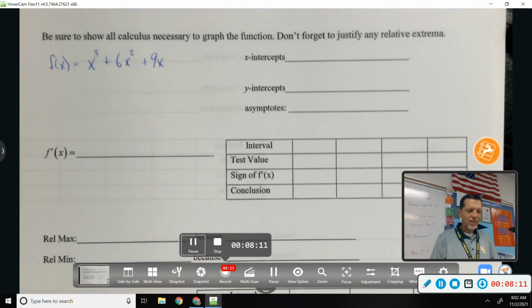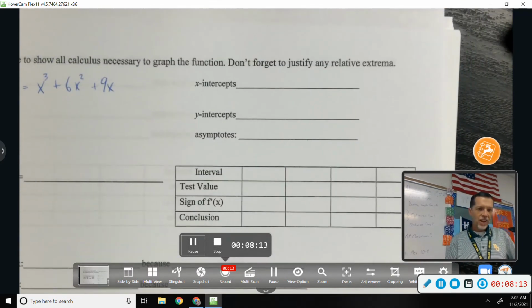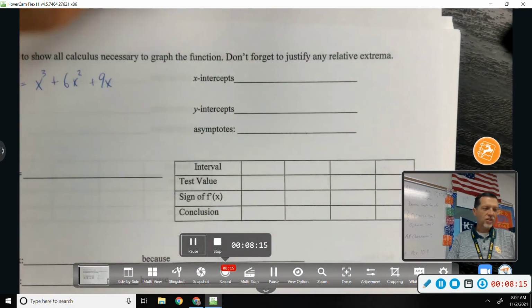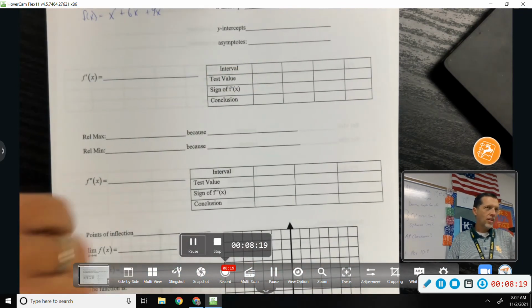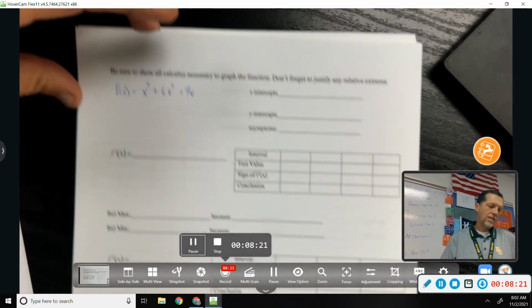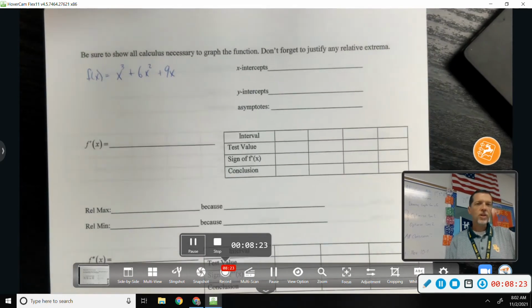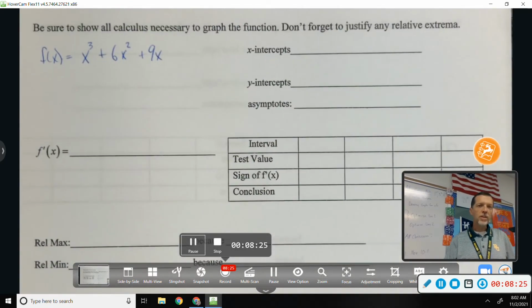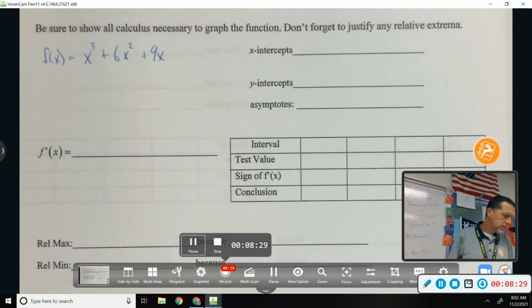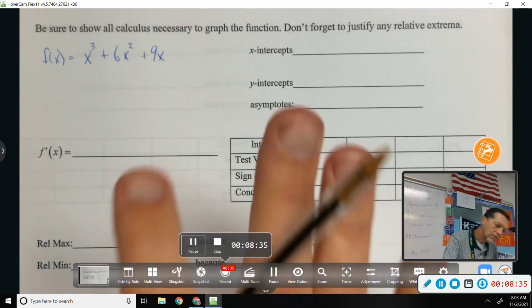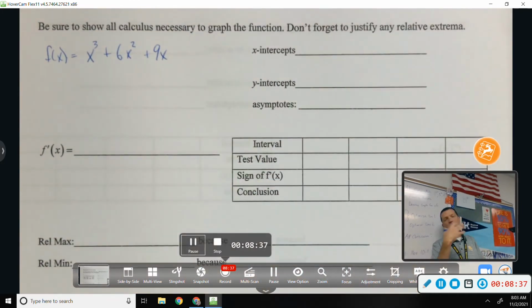Kind of like what you were just doing was, hey, here's the table of information. Use those 2 tables to make a graph. Now we're going to back up a step from that. So let's start with x cubed plus 6x squared plus 9x. Your job is to get through one full problem, and then your assignment will be the other side. I'll give you one more problem.